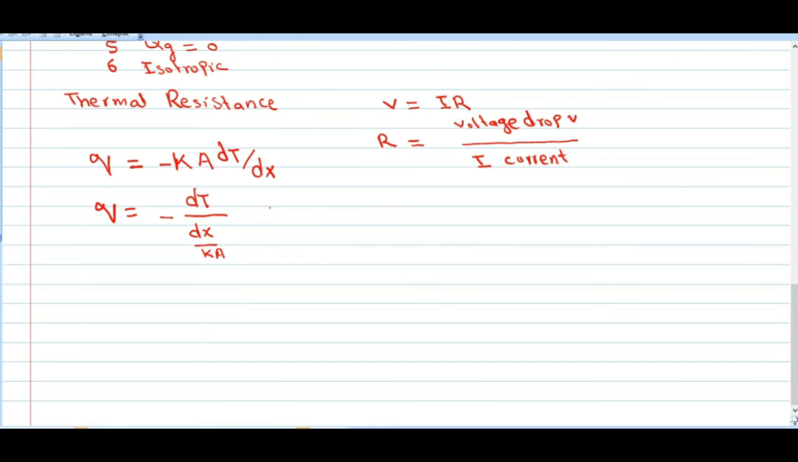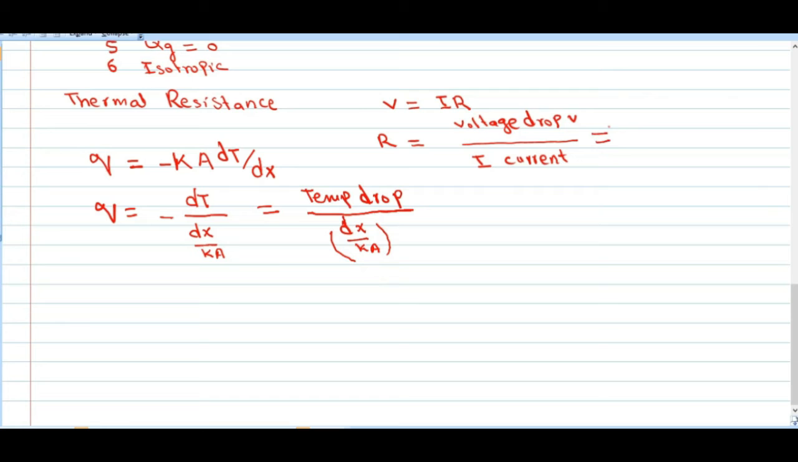Minus dT is the temperature drop across the faces of the wall through which heat transfer by conduction is going to take place. dx over kA is the thermal resistance.